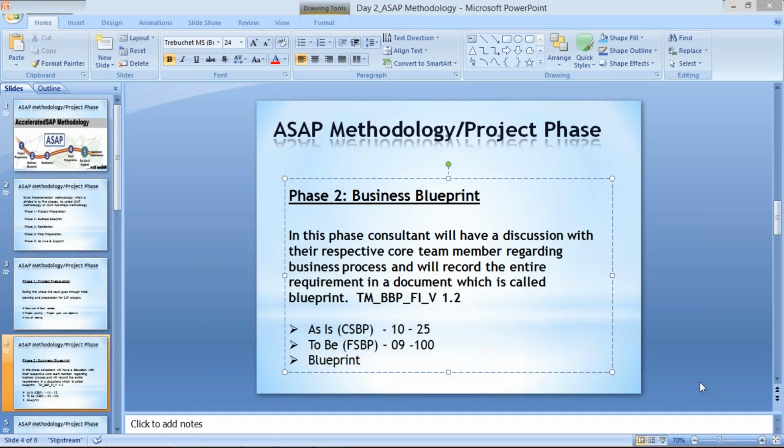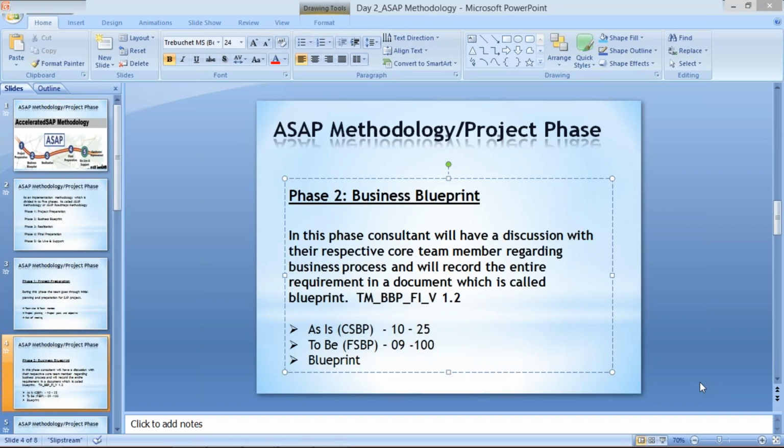Okay, the question here is: will only the SAP FI consultant be involved in blueprint preparation, or will other consultants like SD and MM also be involved? SD, MM and ABAP. ABAP is a technical consultant, so technical people will not be involved in blueprint preparation. The blueprint will be prepared by the functional consultants themselves.